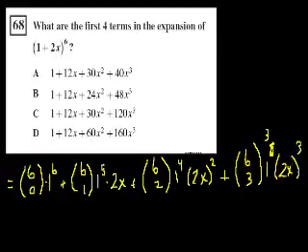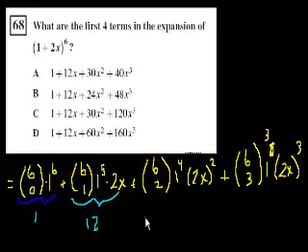All right. And if we look at the choices, just to save time, we agree that the first term is going to be 1, because all the choices have 1. The second term is definitely going to be 12x. And then we start getting some disagreement on the third term. So let's see what the third term is.